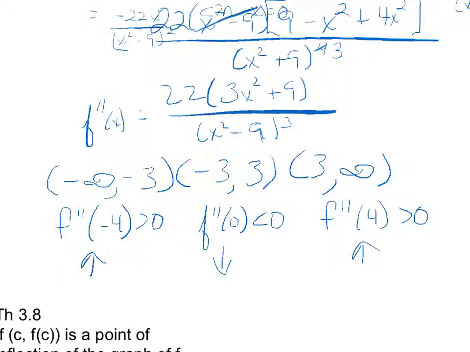Justin, do you still have that graph in your calculator? I got it. Okay, this is what it looks like. That is concave up on the end intervals and concave down in the middle intervals. And you can see the break in the graph. You've got asymptotes at x is plus or minus 3.